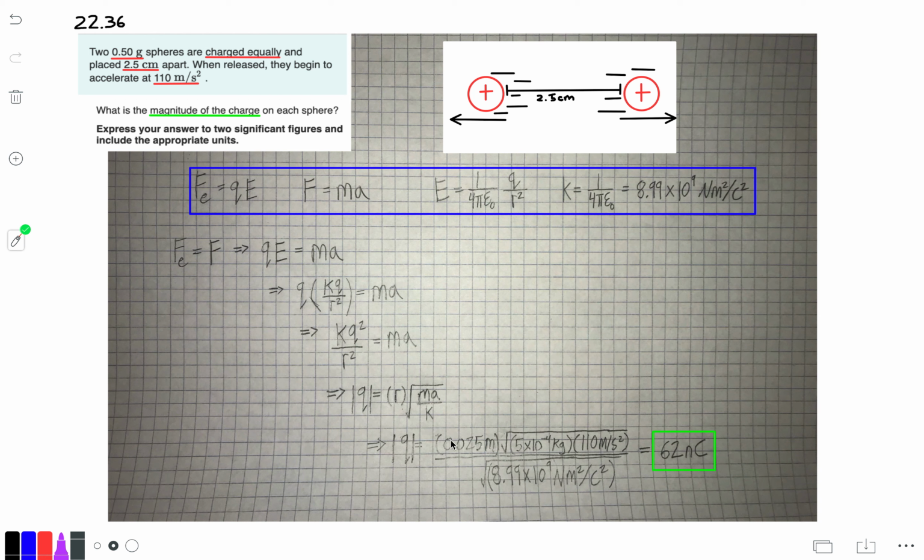So after plugging in our values here, this is going to be our radius in meters, and this is going to be our weight of the spheres. Here's our acceleration, and here's our Coulomb constant. And when we plug all of this in, we get that the magnitude of the charge on each sphere is going to be about, after rounding, 62 nanocoulombs.